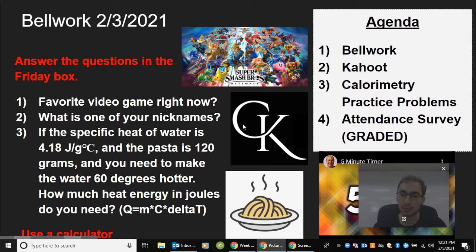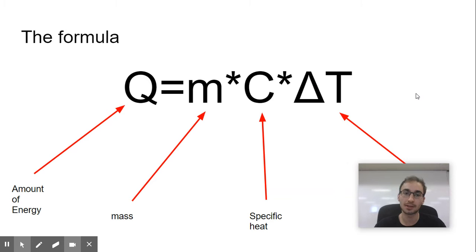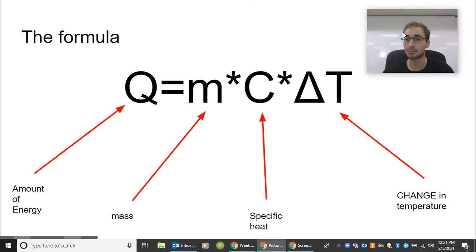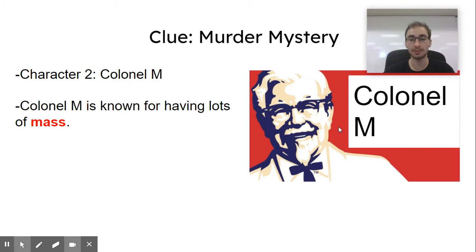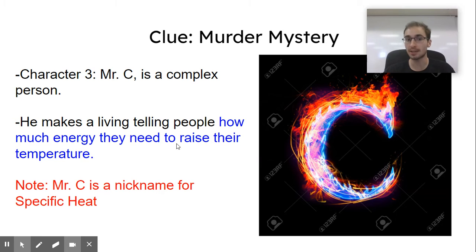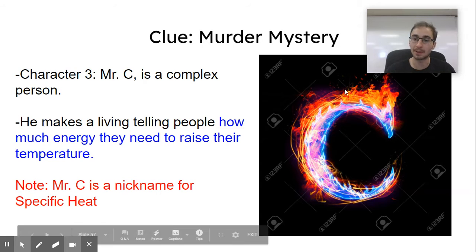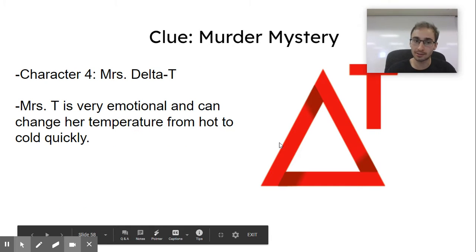I just want to review the equation with some Kahoots. So remember, here's the formula to determine how much energy something has. Q is equal to mass times specific heat times delta T. Remember yesterday we went over Q is for energy in joules. M is for mass. C is for how much energy you need to change the temperature by 1 degree, and it depends on the material. And delta T is all about the change in temperature.